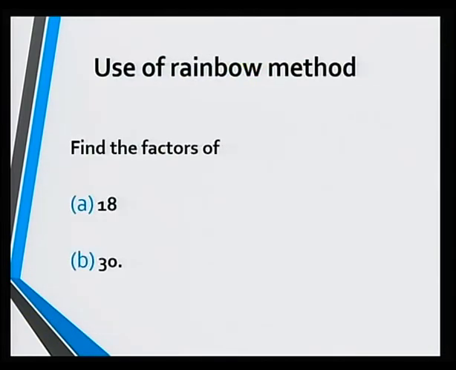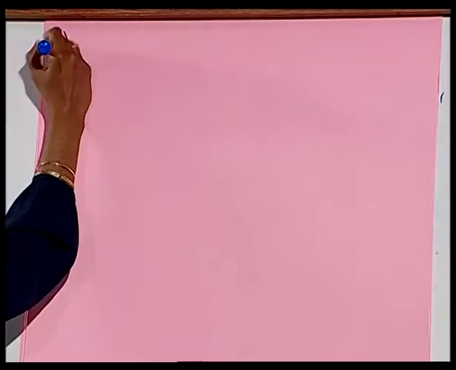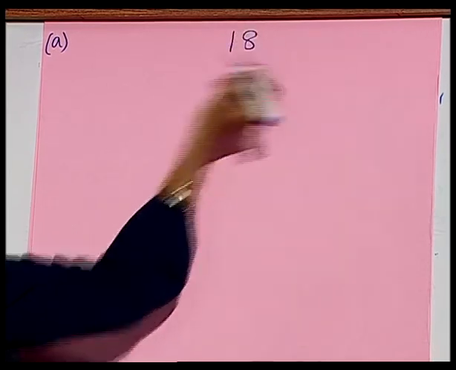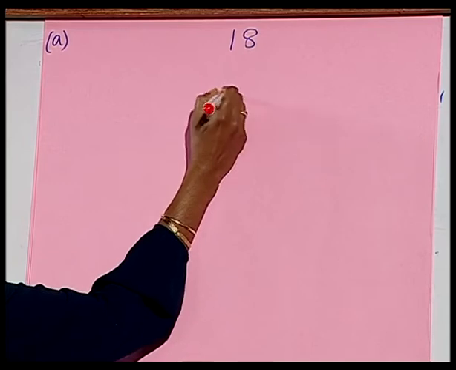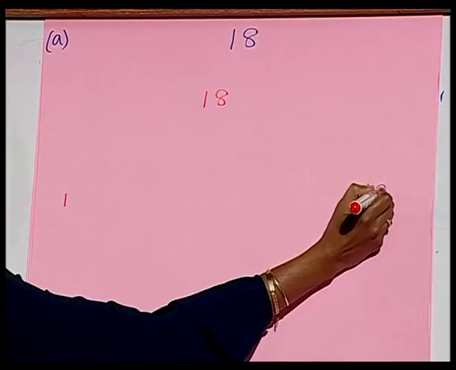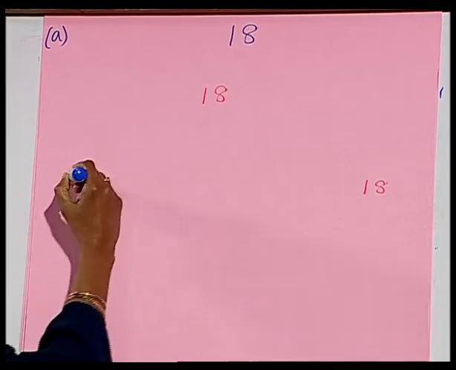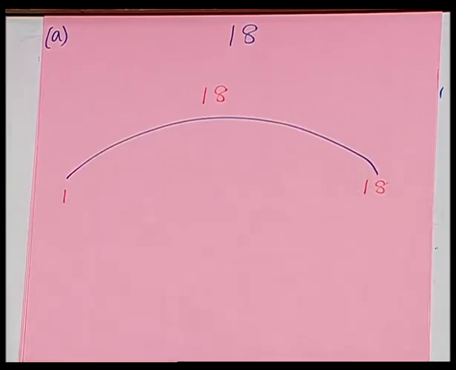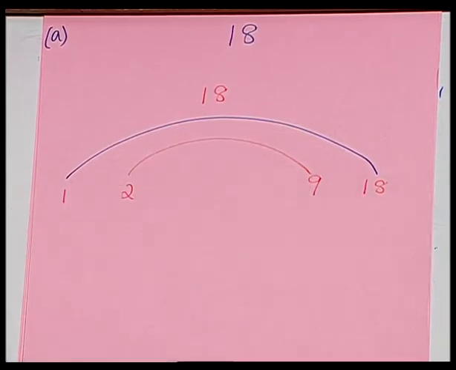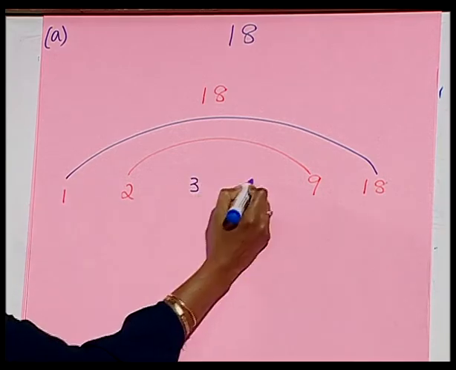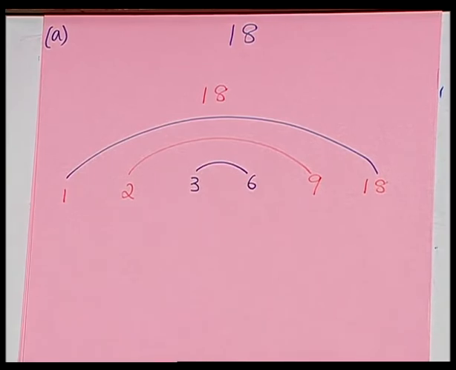So let's consider an example to illustrate the rainbow method. Find the factors of part A, 18, and part B, 30. So we need to find the two numbers which when multiplied together give us a product of 18. So we can see that 1 times 18 gives me 18. Similarly, 2 times 9 gives me 18. And we also have 3 times 6, which gives me a product of 18.